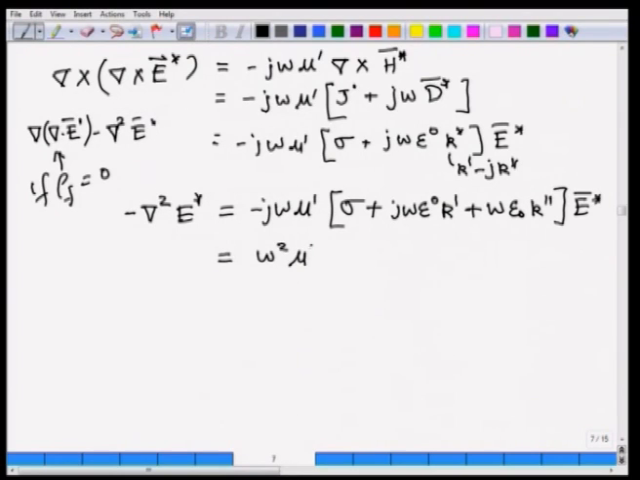mu prime, and take epsilon naught also common. So, I am going to take epsilon naught common and another omega here. If I take this omega naught out, I have taken this out. So, I am going to write this as k prime, and I am going to take one j out also. If I take this quantity out, then I am going to get omega square epsilon naught, and j multiplied by j will give you -1. So, I am making +1 here, and I am going to write this as k prime.